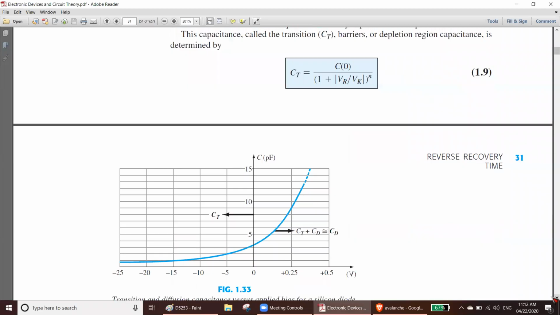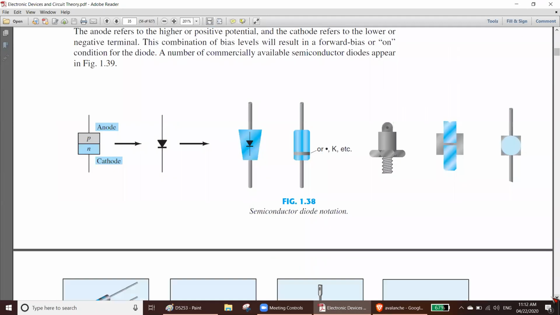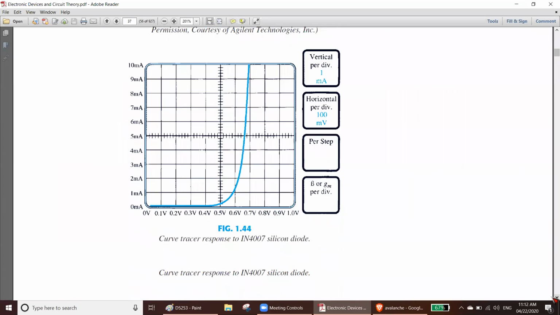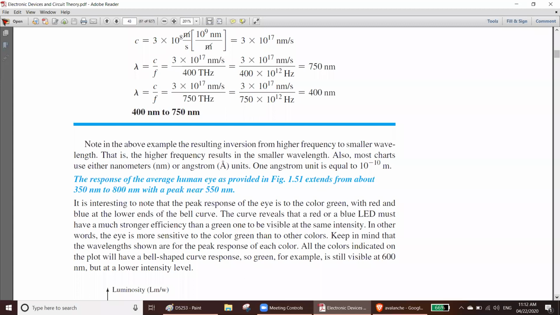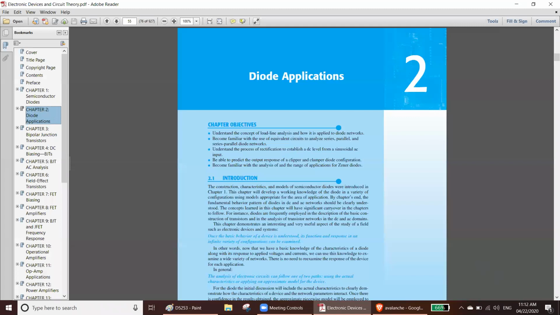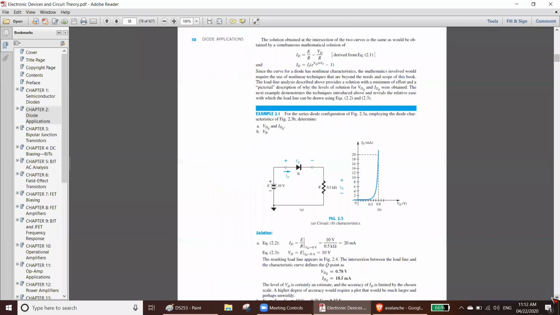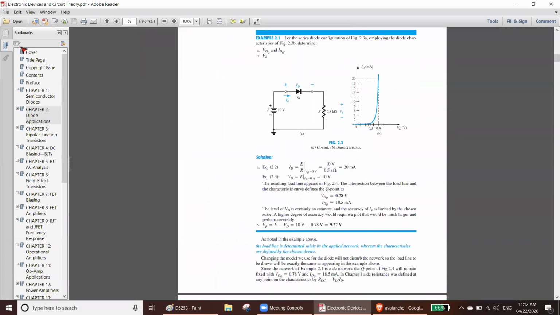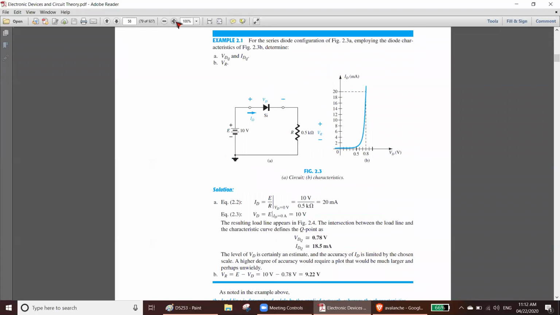Now going to chapter 2. Where is chapter 2? This is chapter 2. Okay, now let's do some math.